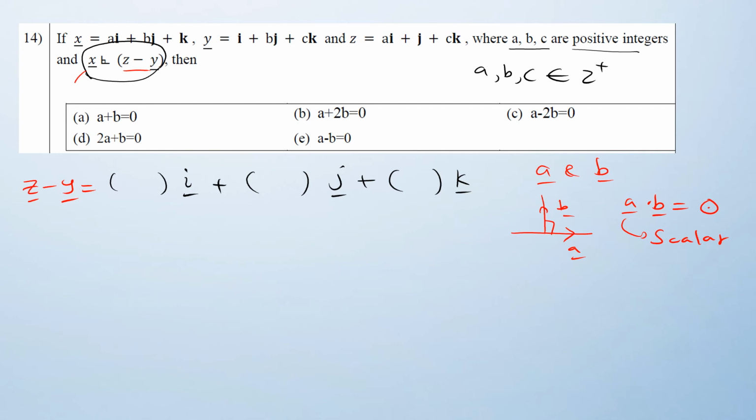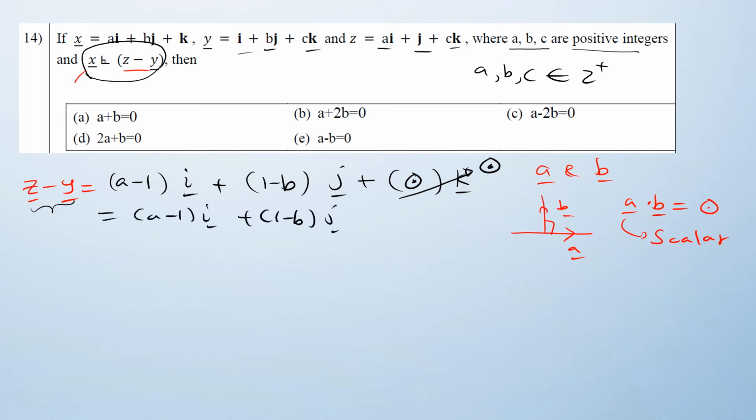Always the component will be given when you get the subtraction between the z component and the y component according to the given order, z minus y. Then we have a minus 1 for i, and for j we have 1 minus b. For k we have c minus c, that is 0, so this term goes to 0. So finally we have (a minus 1)i and (1 minus b)j only.